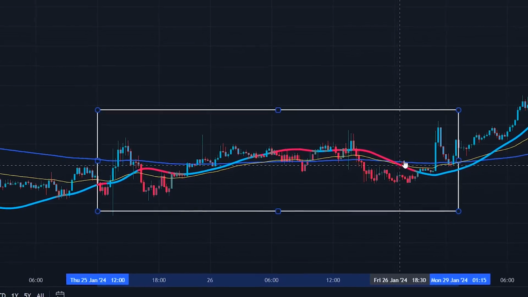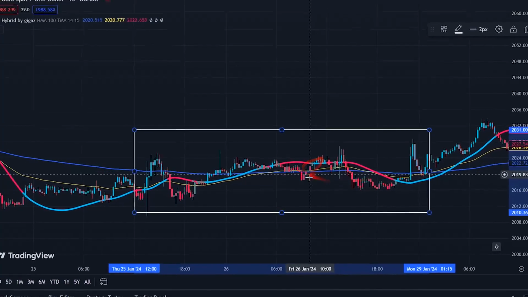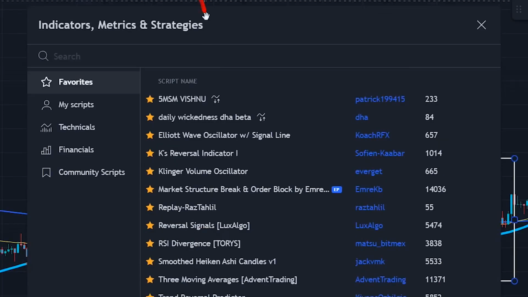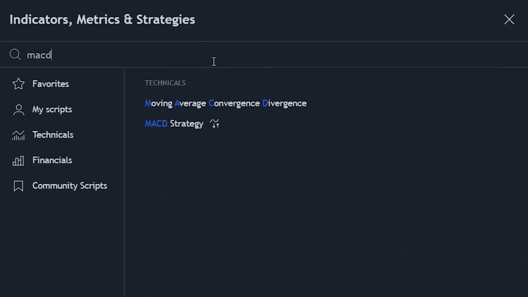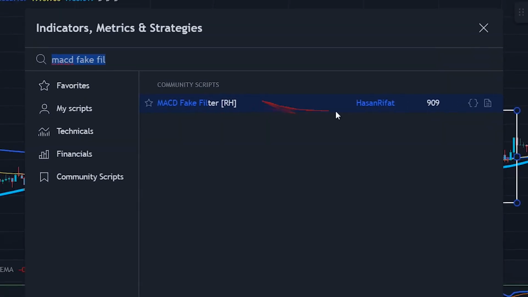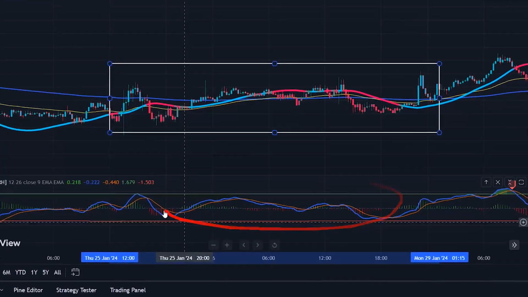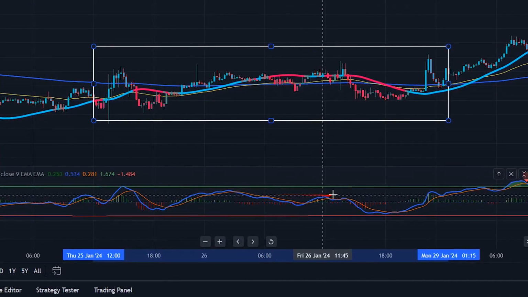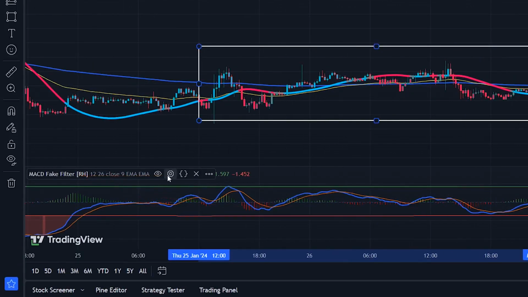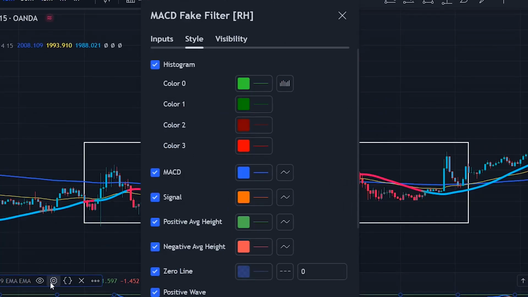Now, to make the strategy more complete and improve it and find more accurate points, add the second indicator to our chart. For this, simply search for MACD Fake Filter in the indicator search box. By adding this indicator, we can get a clearer picture of the market trend and reduce our margin of error. As you can see, this indicator has been added below our chart, but for better use, it needs some changes. So we need to go to the settings of this indicator and make some changes in the Input tab that you see.